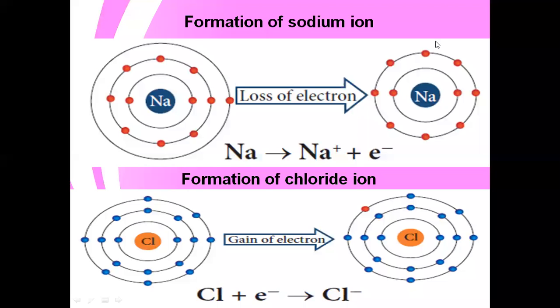For example, we have taken the sodium ion. The atomic number of sodium is 11. So the K shell contains 2, the L shell contains 8, and the M shell contains 1. One electron is lost, and another atom gains this electron, and that becomes stable.